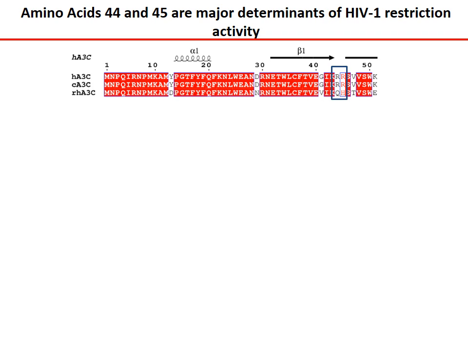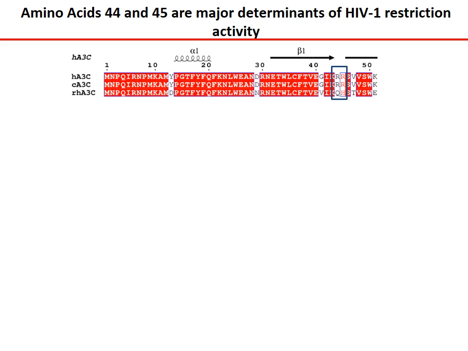Since amino acid 44 played a role in dimerization of at least chimp A3C, we analyzed the amino acid sequence alignment of A3Cs again and noticed that amino acid at position 44 and 45 of rhesus A3C were different from that of human or chimpanzee A3C. So we hypothesized that amino acid 44, 45, and 115 of rhesus A3C are inhibiting its dimerization.